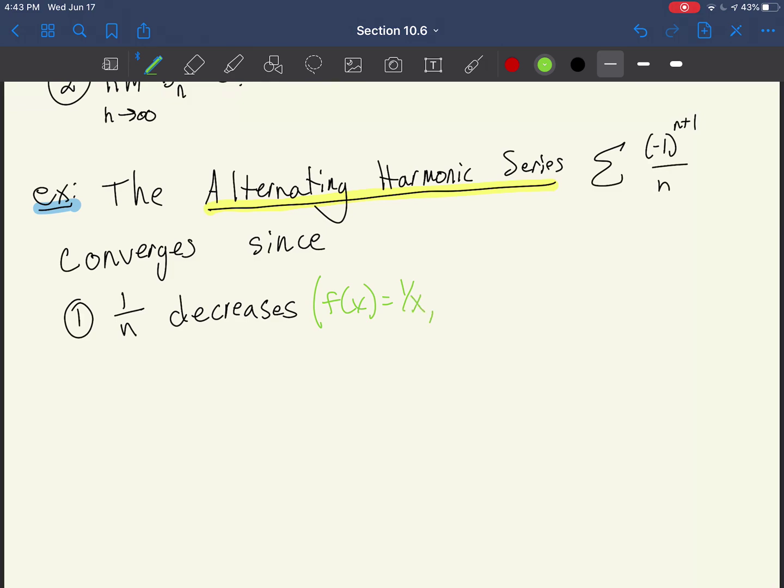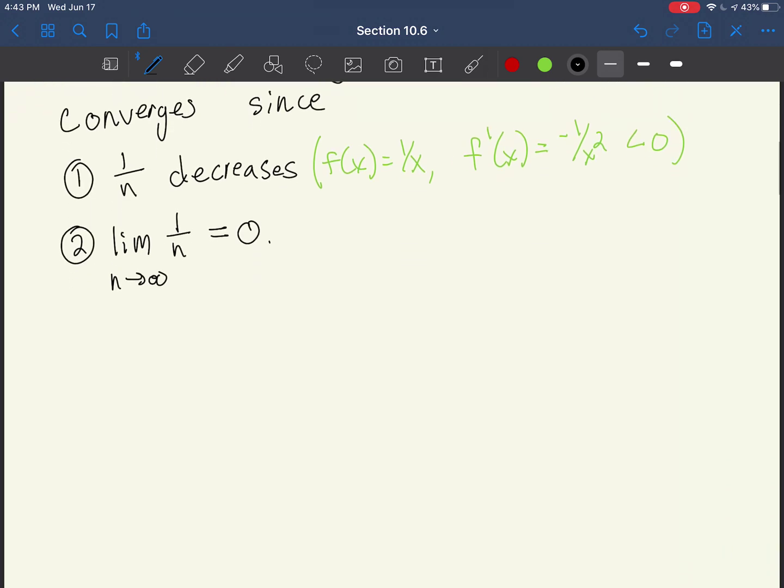Why is this? You should always verify why this is. If we let f of x equal 1 over x, then f prime of x is negative 1 over x squared, which is negative for all x, so it's decreasing. And 2, the limit as n goes to infinity of bn, which in this case is, as I set up here, but didn't ever explicitly state, strip away the negative 1 to the power. So the limit of 1 over n is just 0. So the alternating series test says that this converges.